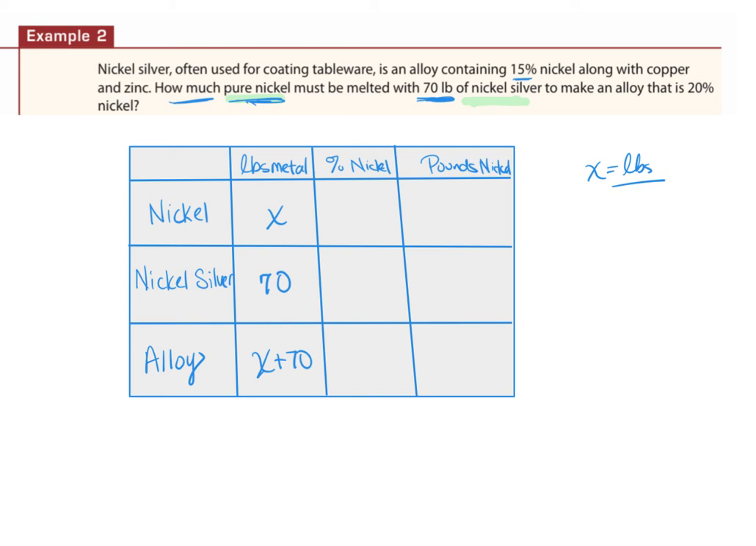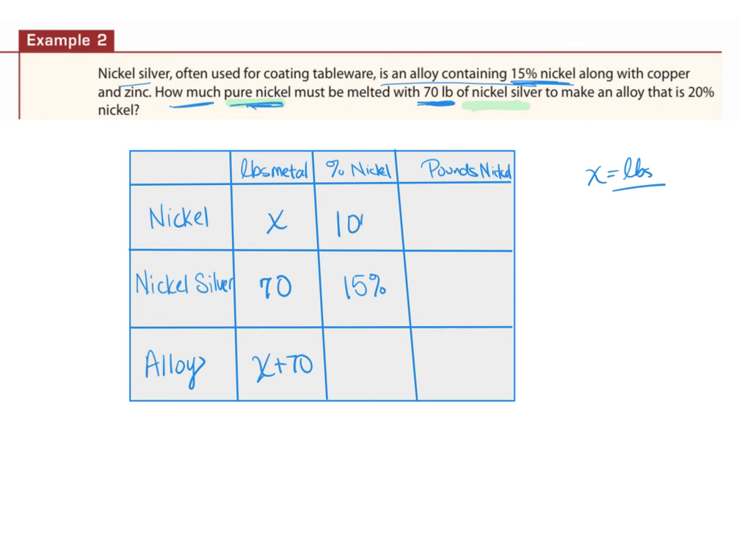Let's look at the percentage. My nickel silver. So nickel silver contains how much nickel? 15%. So nickel silver is 15% nickel. What percent of nickel is nickel? Nickel silver contains 15% nickel, okay? Nickel contains 100% nickel, all right? 100% nickel. Our alloy wants to be how much nickel? 20%. Does everybody see that? Everyone has its own percentage.